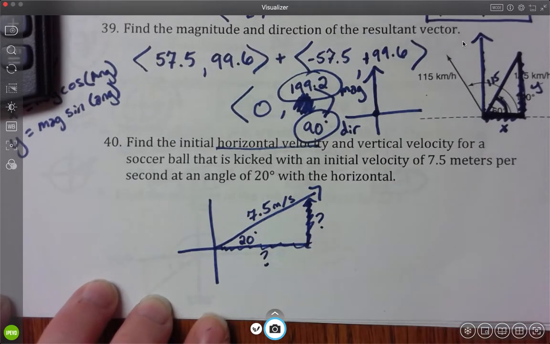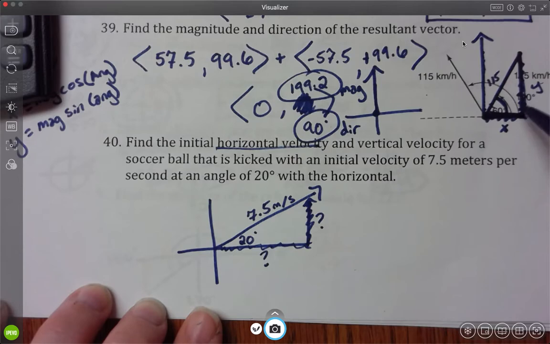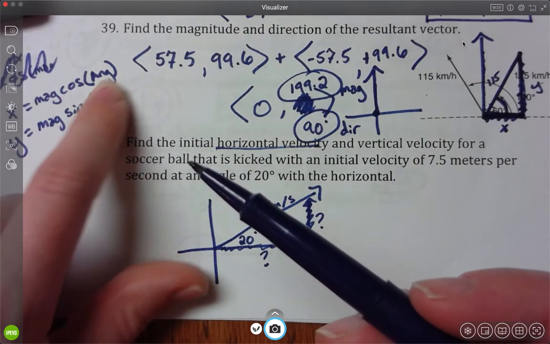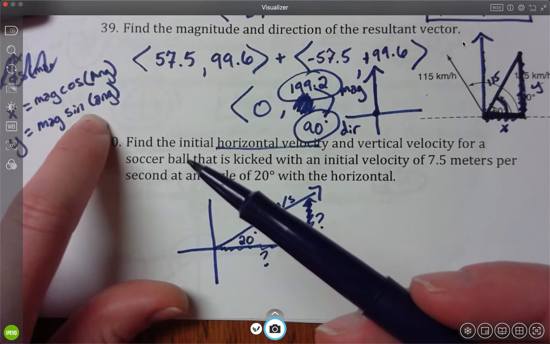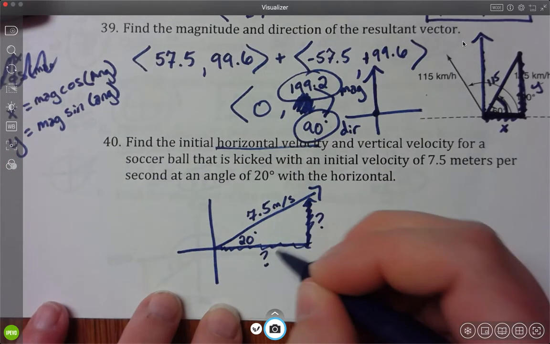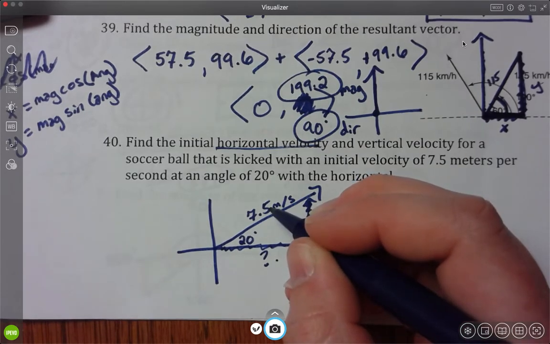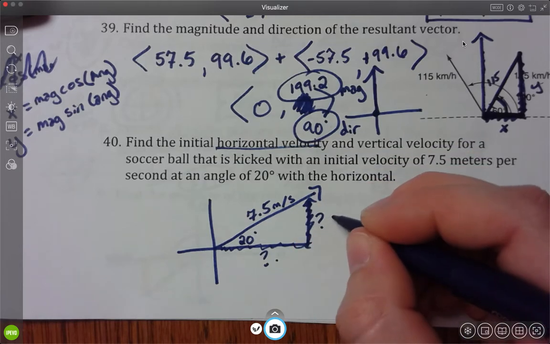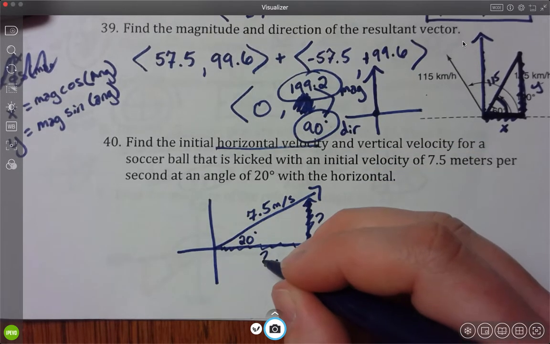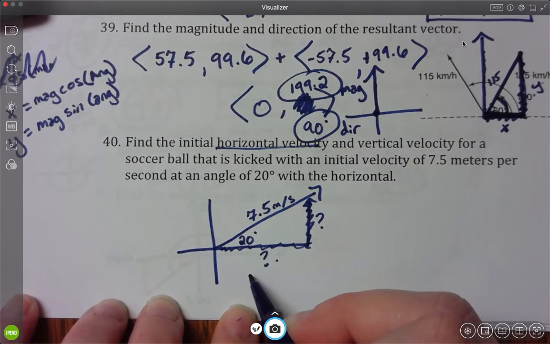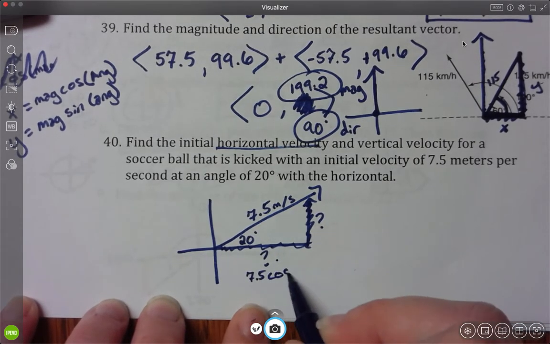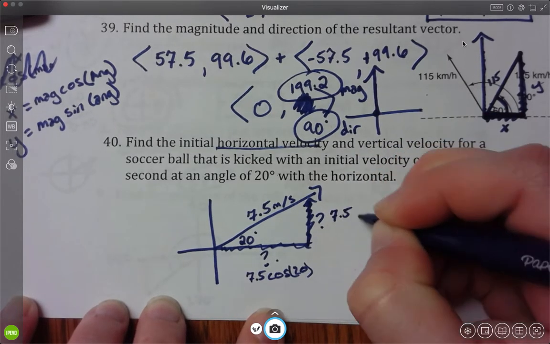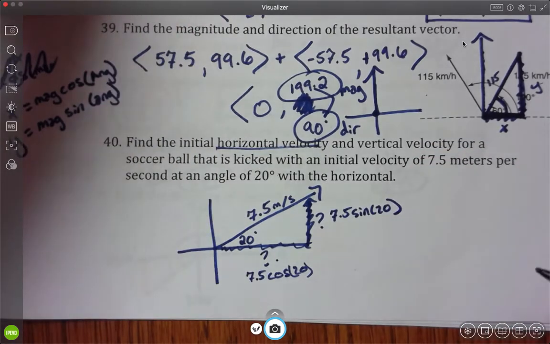Okay, and that's exactly what we did up here: the x direction is the magnitude times the cosine of the angle, and y is the magnitude times sine of the angle. Because basically this is the adjacent side over hypotenuse, and this is the opposite side over the hypotenuse. So opposite over hypotenuse is sine, adjacent over hypotenuse is cosine. To find this guy, we're going to do 7.5 times cosine of 20, and this guy is going to be 7.5 times sine of 20, and that's going to give me my vertical and horizontal velocities.